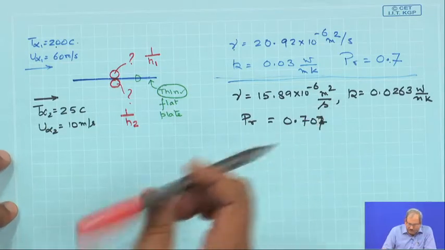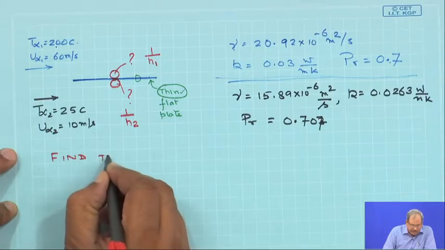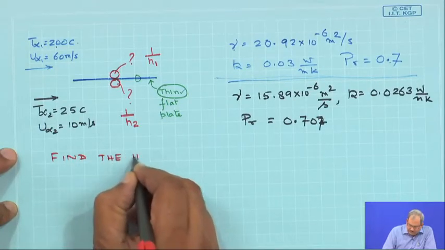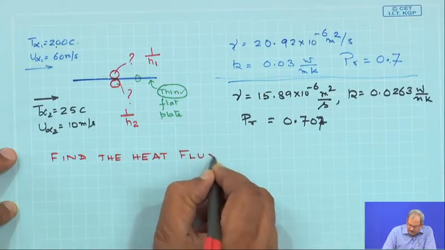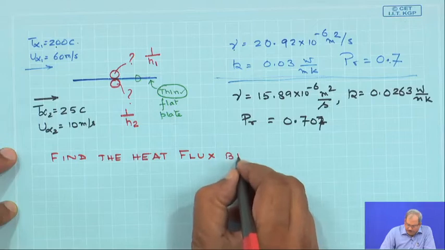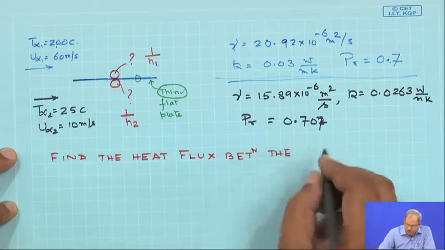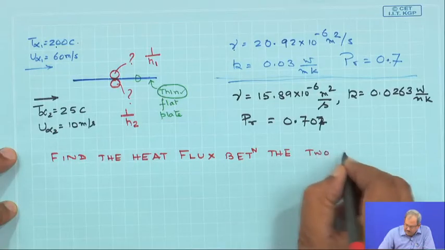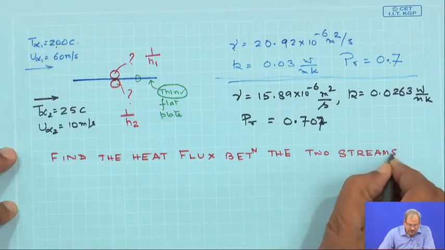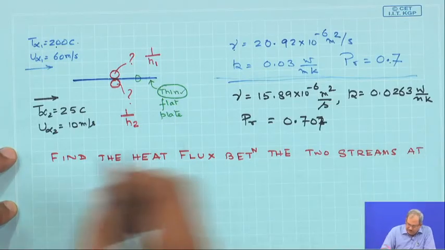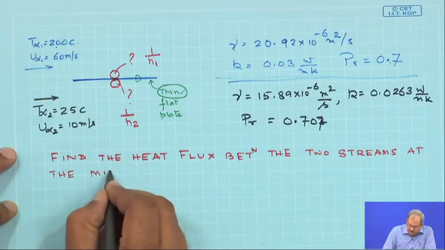And the statement of the problem is: find the heat flux between the two surfaces, the two streams of air, at the midpoint of the plate.